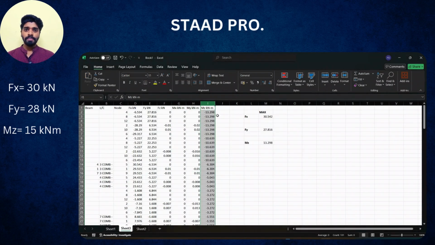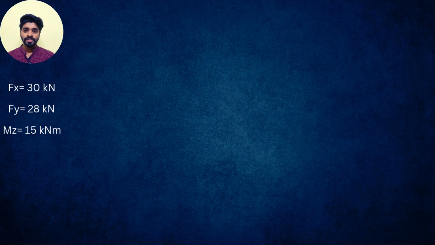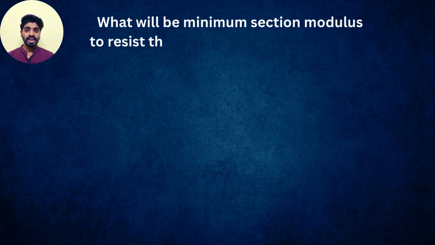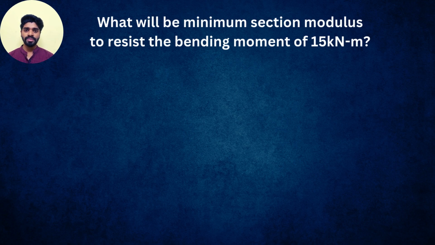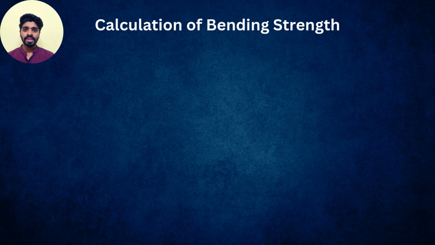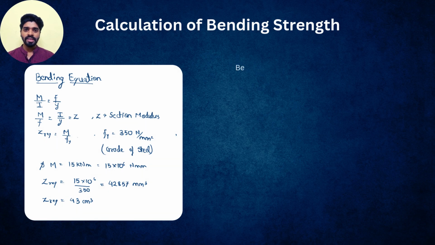First, he checked the bending strength. How much bending strength is required to resist 15 kN? That is, how much section modulus is required. Gullu knows the basic bending equation. So here M by I is equal to F by Y. So to find the section modulus, which is I by Y, if we shift I to the right side, then Z, the section modulus required, is equal to M by Fy.